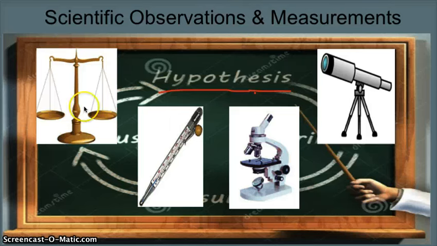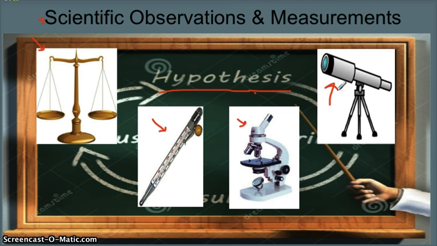Today we're going to be talking about scientific observations and measurements. In making scientific observations, several tools are commonly used. In fact, using the word several is probably an understatement. We have a few here. We have the scale, we have the thermometer, and over on this side you can see the microscope and the telescope, and there are dozens and dozens of other tools that scientists use.